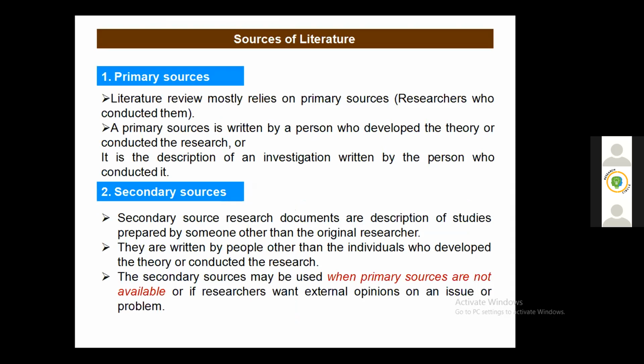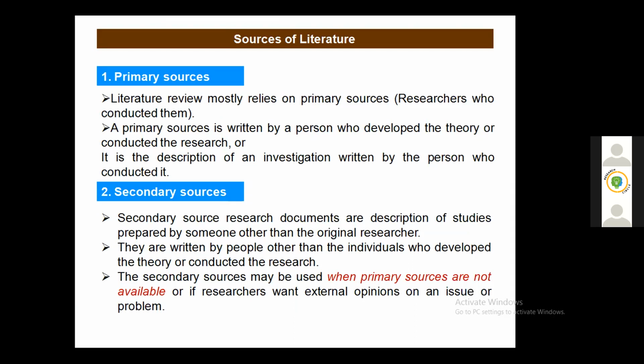Now, the sources of literature. What are the different sources of literature? The primary source: you are getting the data directly from the source. So literature review mostly relies on primary sources. The primary source means the researcher conducts the experiment. For example, you may be conducting an experiment, conducting an interview, or preparing a questionnaire. All those things come under the purview of primary sources.